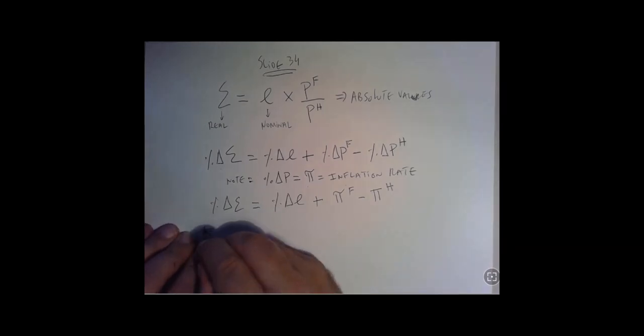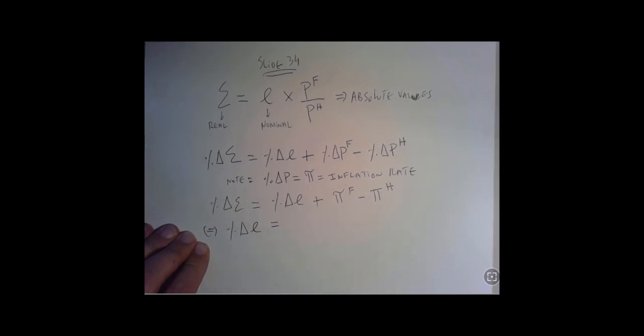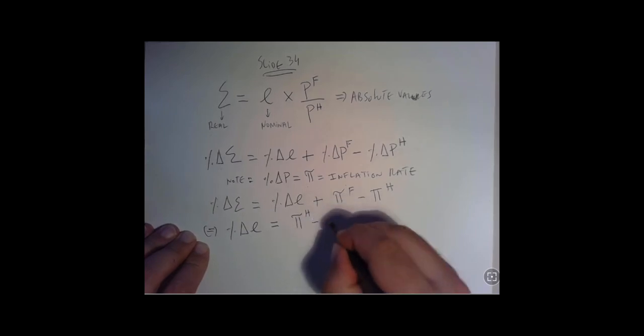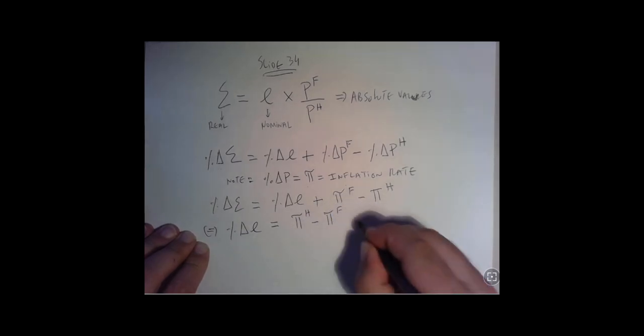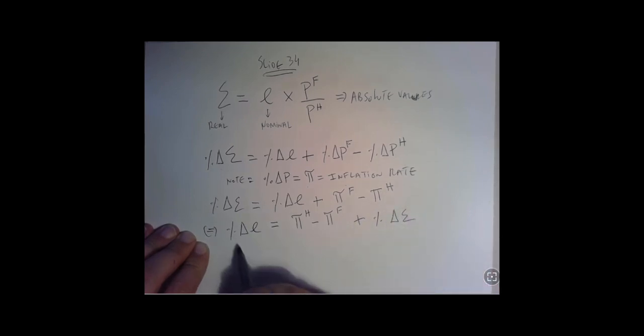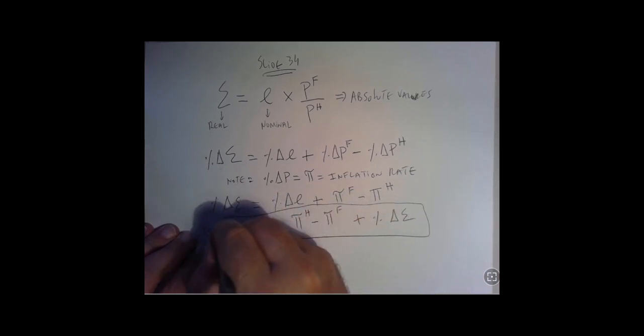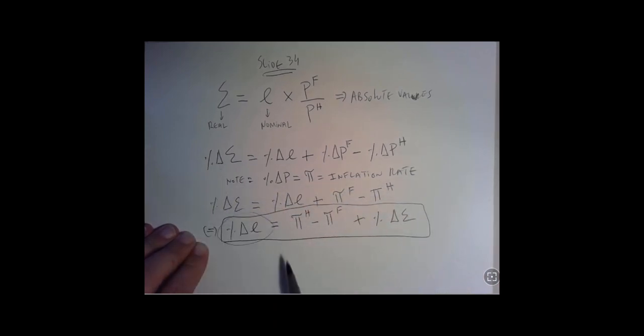Or we could solve for the nominal exchange rate, and we can have that the difference between the home inflation and the foreign inflation plus the percentage change in the real exchange rate gives you insights into the movements of the nominal exchange rate. So you can look at the formula like this, or as for the real exchange rate.